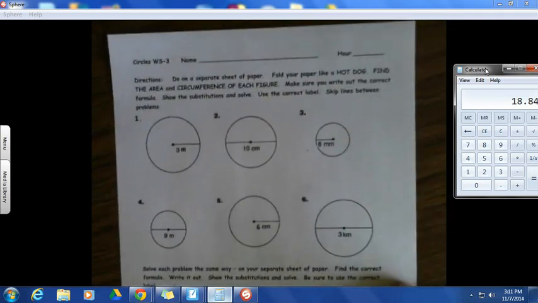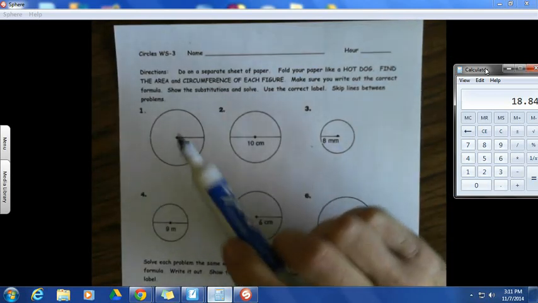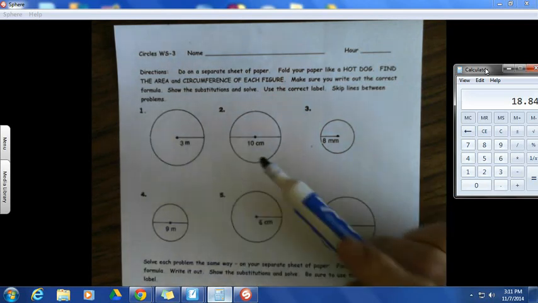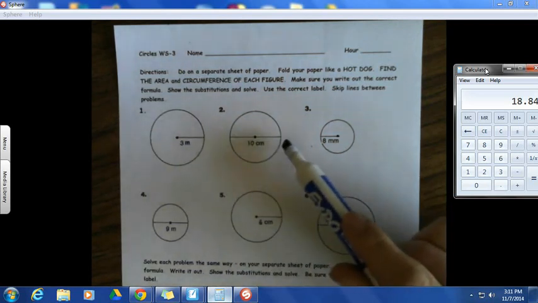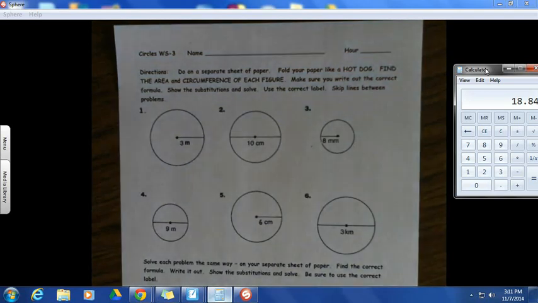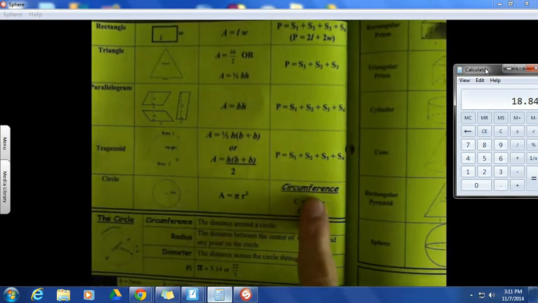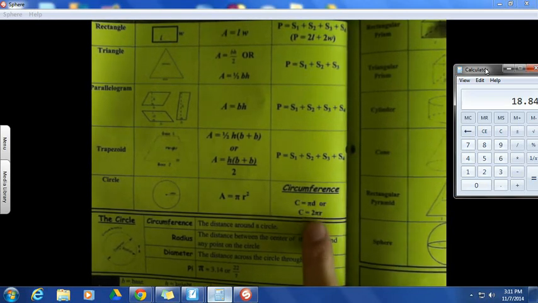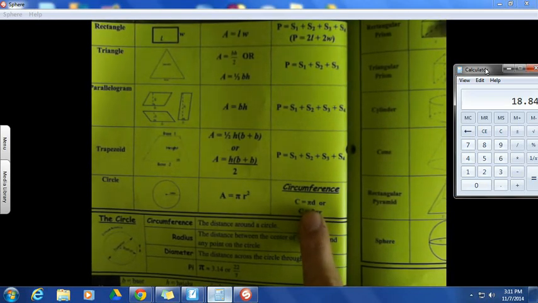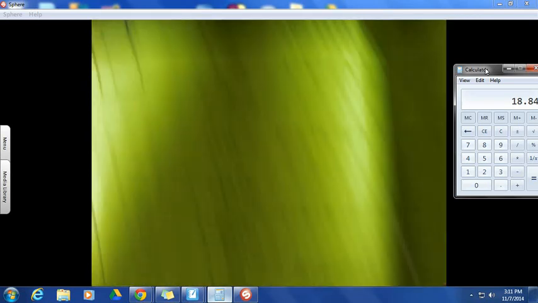Okay, number 2, we have a diameter. The last one we had a radius for number 1, the distance from the middle of the circle to the outside. For number 2, we have a diameter, or the distance all the way across the circle. So let's see what formula we want to use. We look for the circle as our shape. We're trying to find the circumference of the circle, and we have the diameter, so we're going to use this formula: circumference equals pi times d, which stands for diameter.